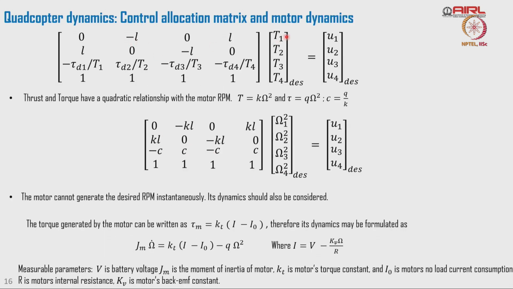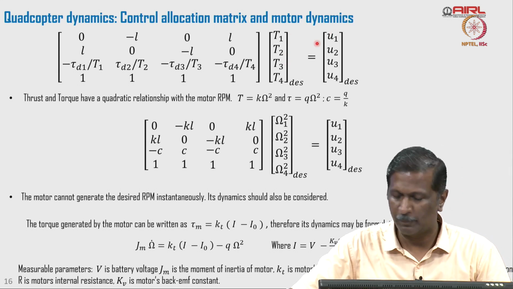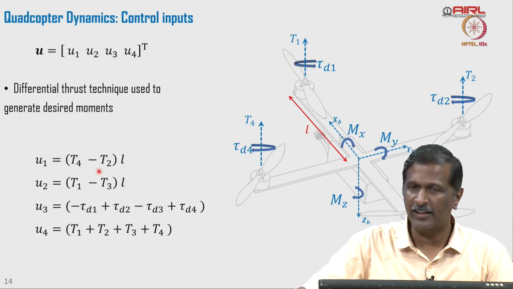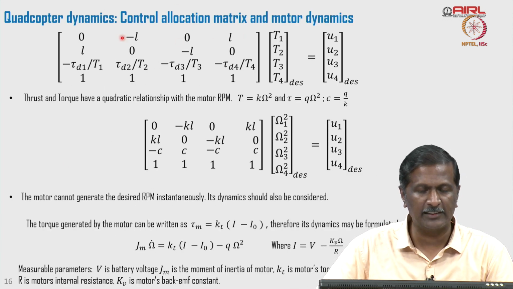The control inputs, whatever we are doing, I wanted to connect U1, U2, U3, U4 to T1, T2, T3, T4. If I can do that, I can bring in the motor model, which is RPM versus thrust control. If you look at U1, U1 is T4 minus T2. So, I am trying to bring in T4 minus T2 times L, and I rearrange with respect to T1, T2, T3, T4. This is the control allocation matrix.